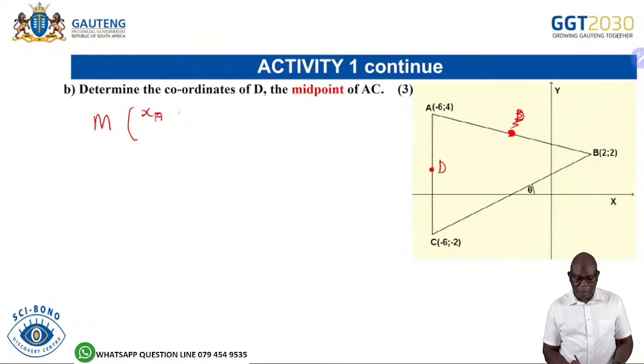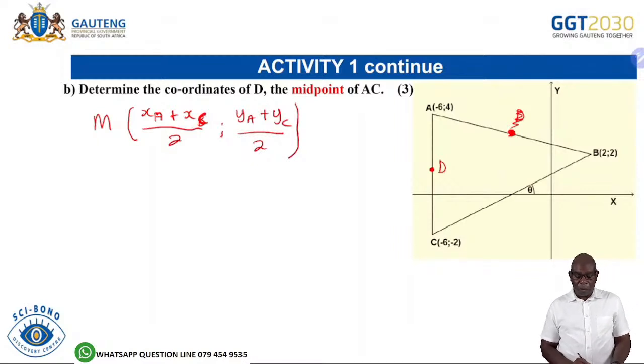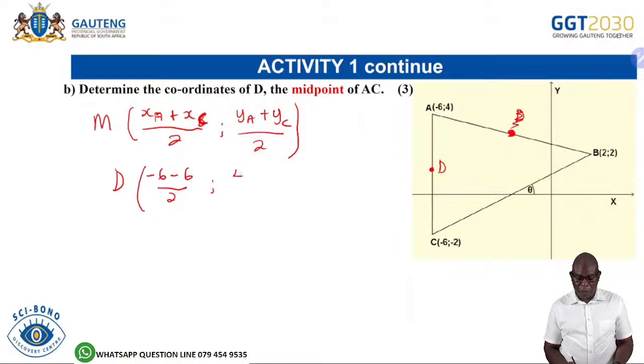Right. So I'm going to say x at A plus x at C, sorry, over 2. And the other coordinate will be y at A plus y at C all over 2, and that will be the coordinates of the midpoint. So remember, it is a midpoint D, so x at A will be -6. Remember, we are adding, so we are adding a -6 over 2. Then I'm going to have y at A, which is 4. And y at C, we are adding a -2, all over 2.